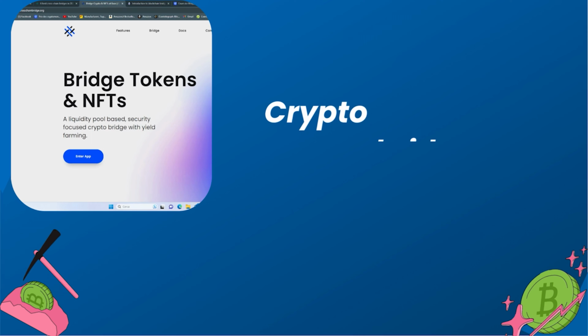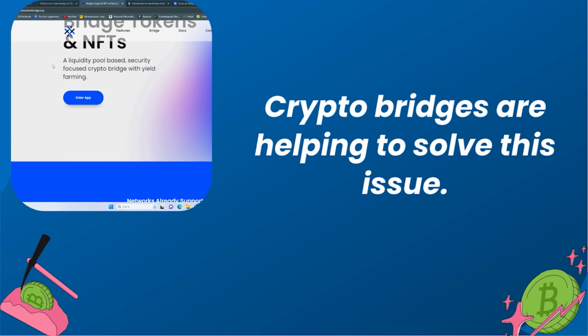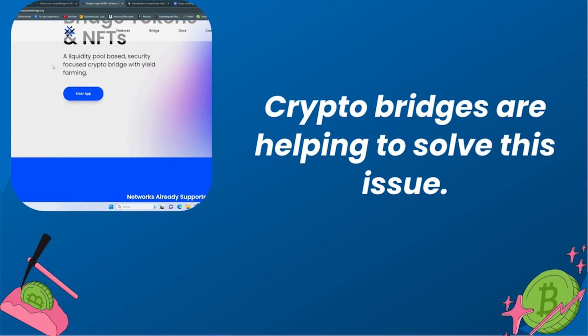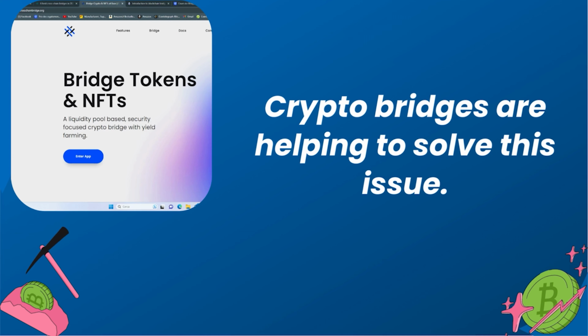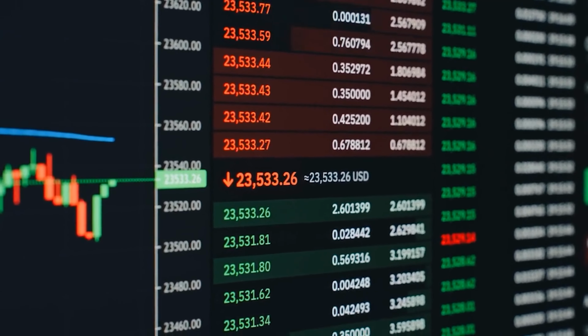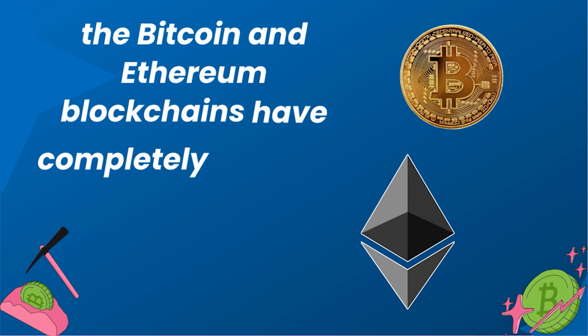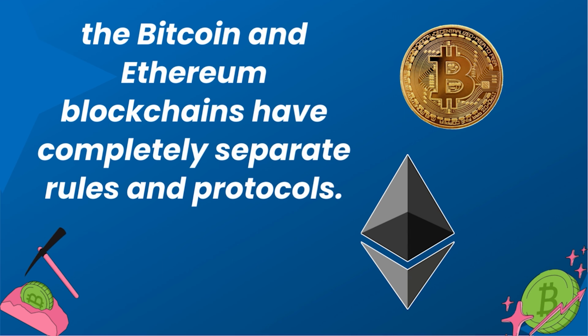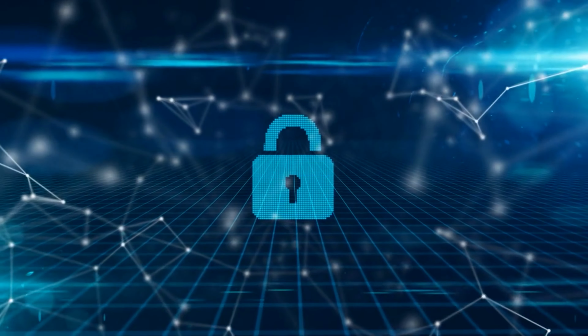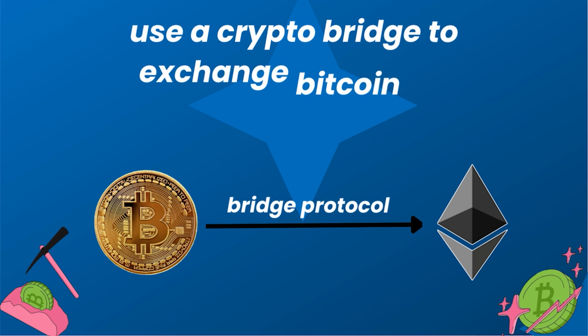How can you break down the walls of the blockchain ecosystem? Crypto bridges are helping to solve this issue. Let's say you have BTC but want to use an Ethereum-based project. While you have plenty of BTC, the Bitcoin and Ethereum blockchains have completely separate rules and protocols. You can use a crypto bridge to gain access to an equivalent amount of ETH.